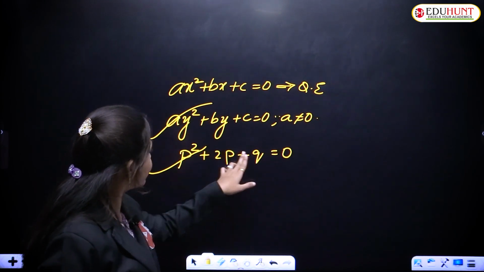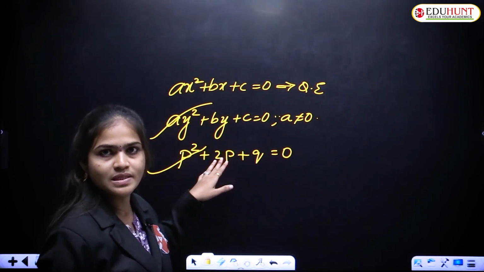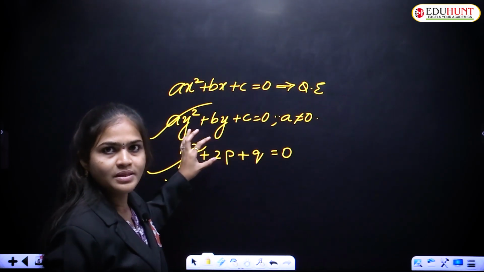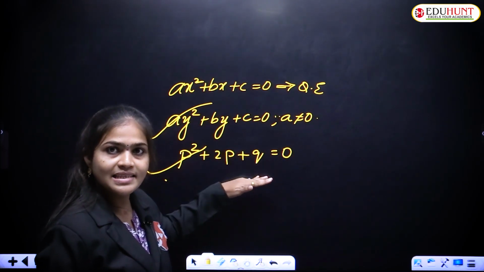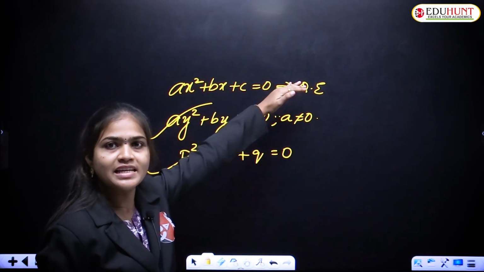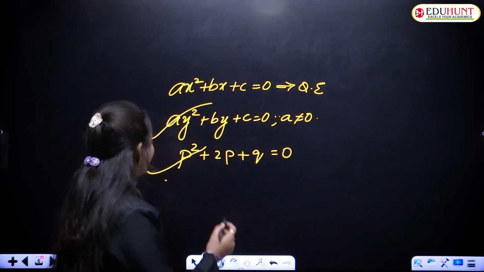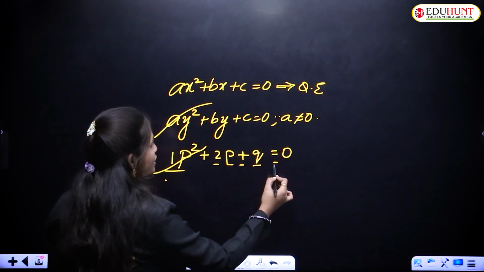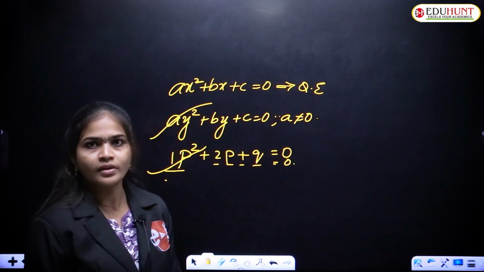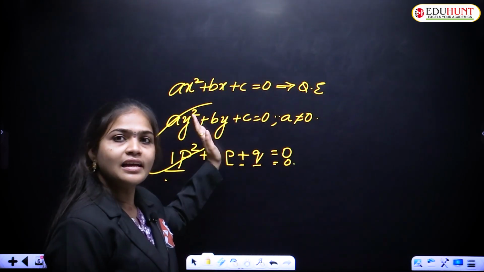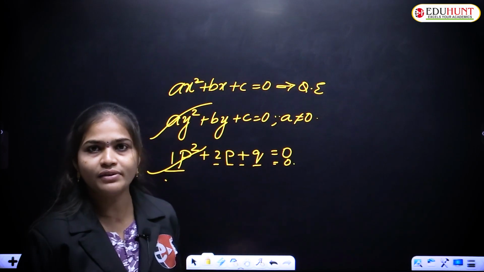Why? Because here we have to see the highest power of the equation. The highest power is 2, so degree is 2, which means this is a quadratic equation. While you are comparing this equation with ax square plus bx plus c equals 0, it is also in the same form. Understand? So not only in terms of x, any variable we can take here.